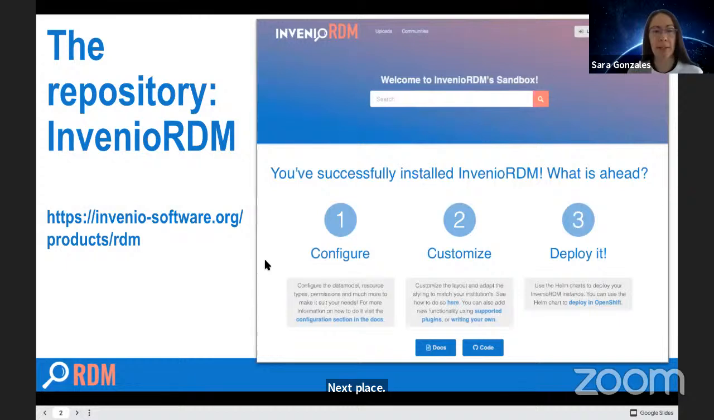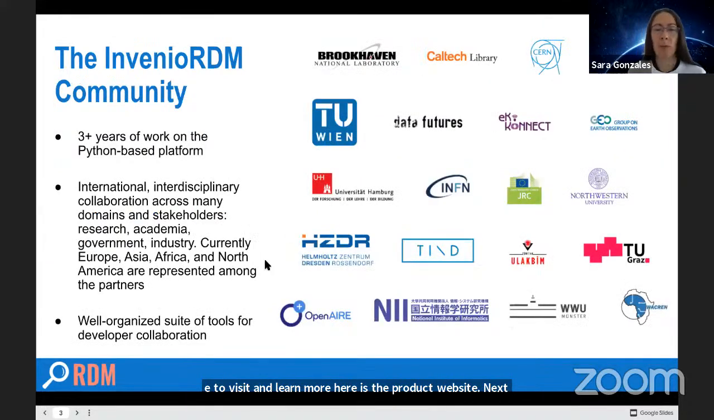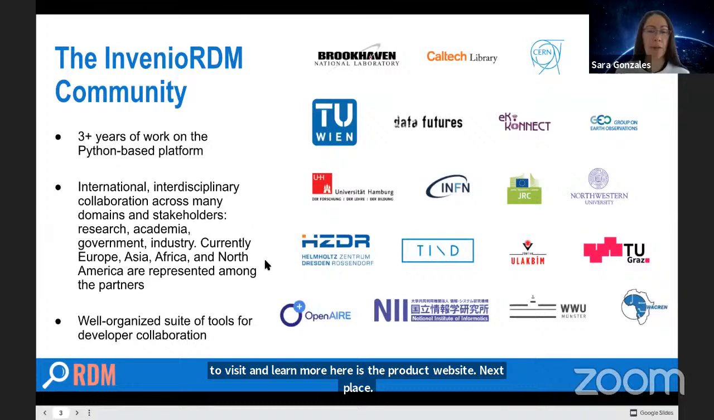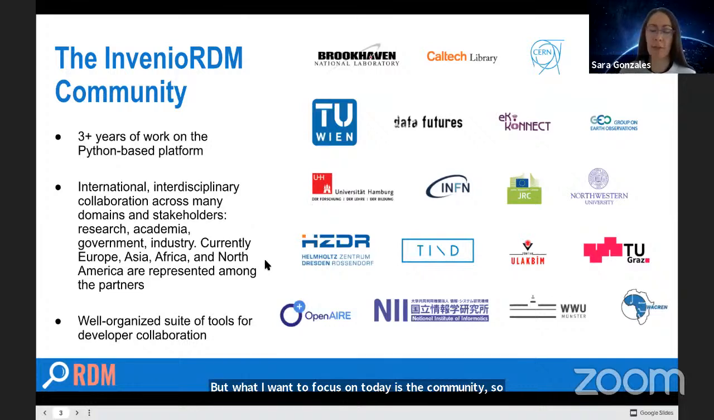So the repository itself is Invenio RDM. If you'd like to visit and learn more, here is the product website. But what I want to focus on today is the community. For over 3 years, this international collaboration has been working on Invenio RDM. It includes many stakeholders from a variety of countries and also different domains. So we've got research, academia, government, industry, all represented.